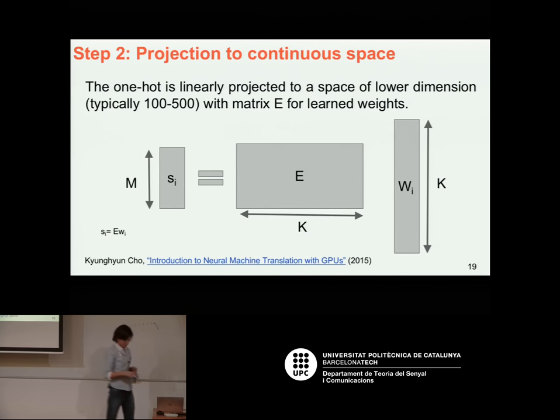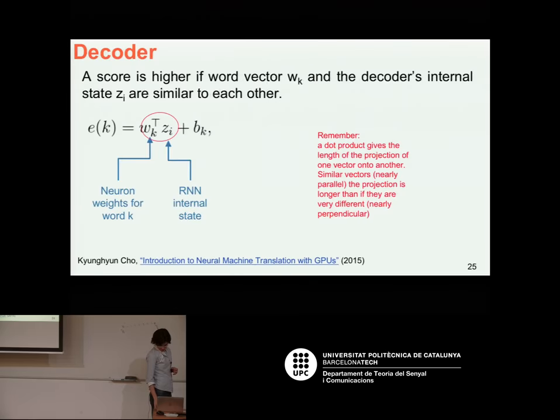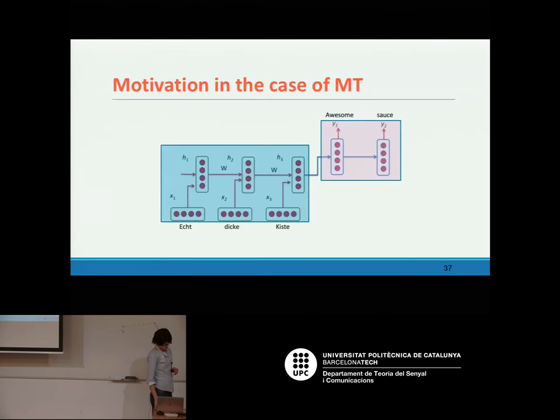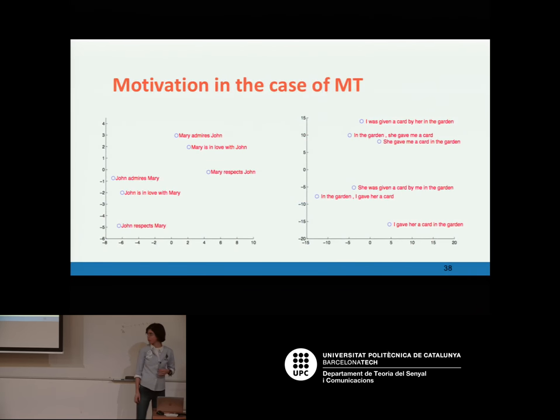I don't know if I have the picture here. What you might have seen is the plot of this sentence representation with the standard t-SNE visualization tool. What you get is the representation of the sentences, the ones that we are targeting with this recurrent neural network, and you see that similar sentences go to similar parts of the space. For example, "She was given a car by me in the garden" and "In the garden, I gave her a car." These sentences are quite similar, but it's not what you are asking.